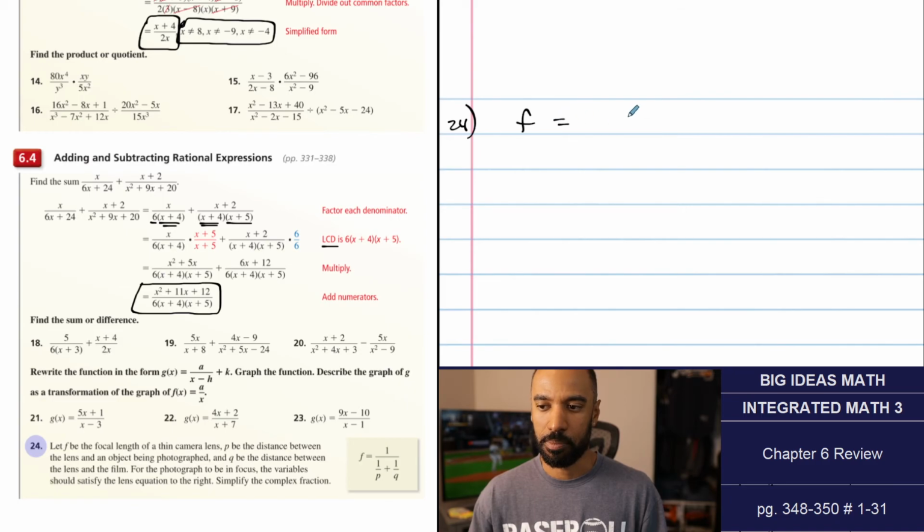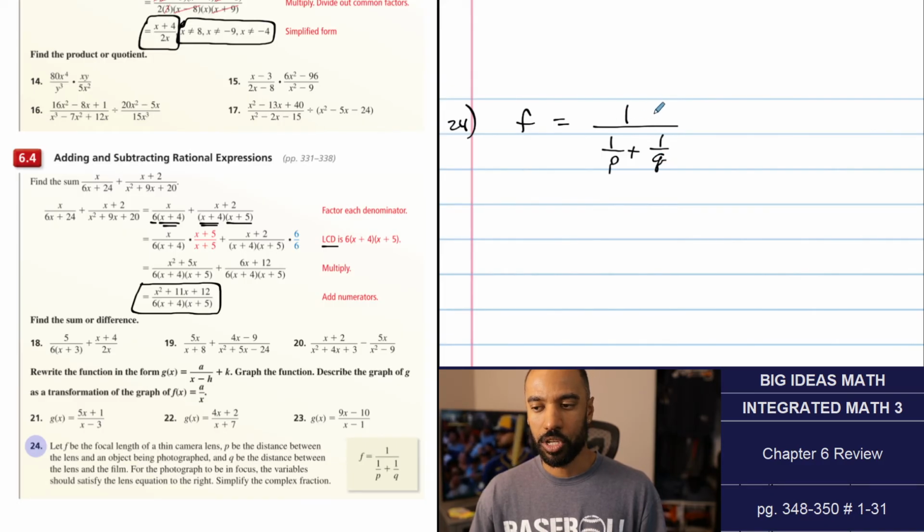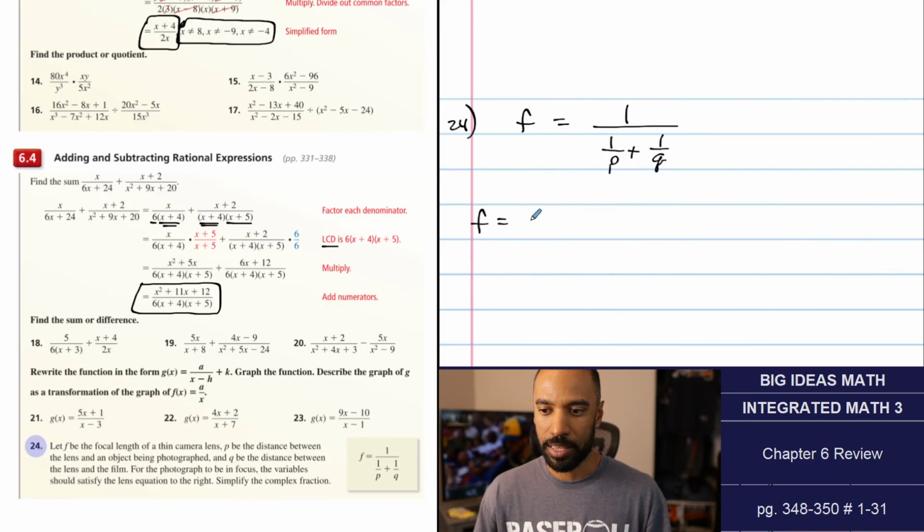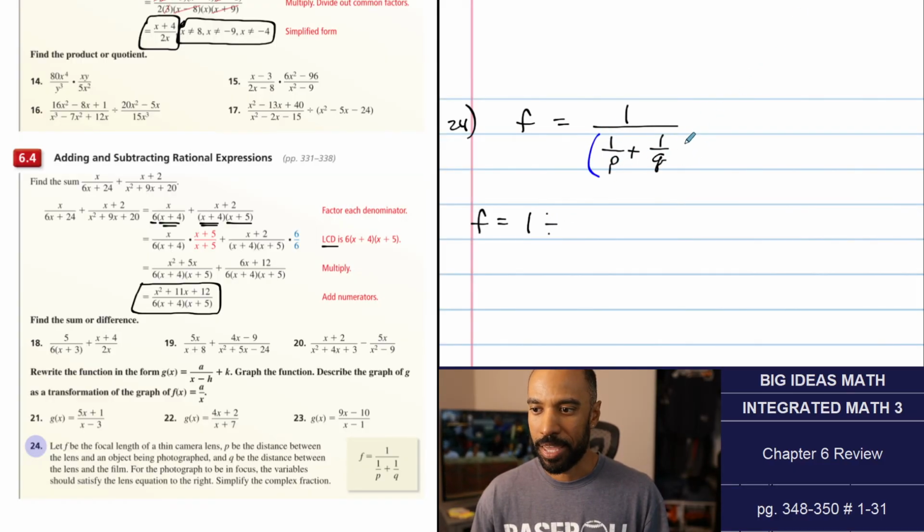A complex fraction means it has fractions within fractions. Now, my preferred method of going about this is, this one is good as it is, right? In terms of rewriting this, this would be 1 divided by whatever we have on bottom here. 1 divided by this guy.